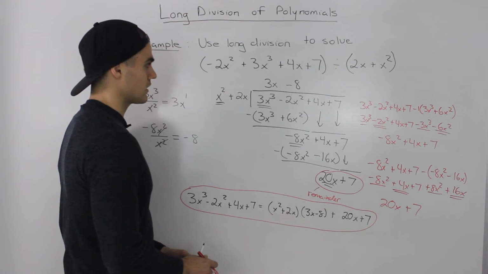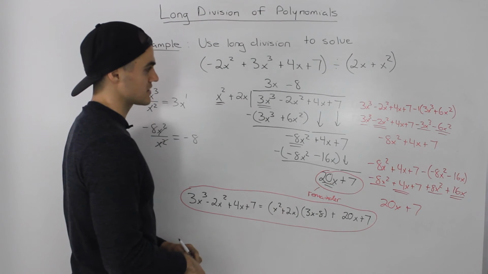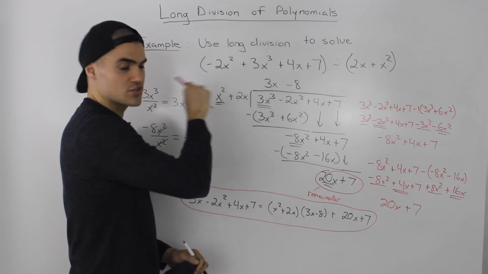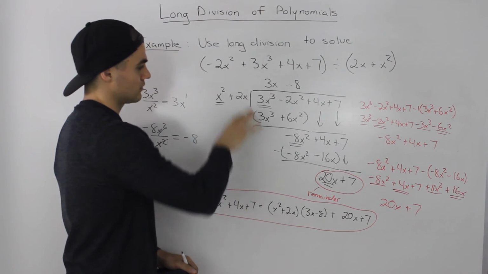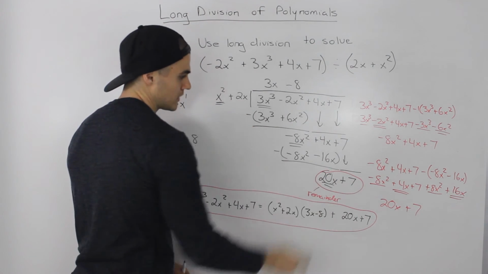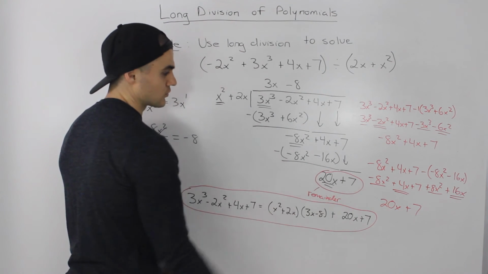Now, the thing that was different about this example versus the previous examples that we did was that the divisor had a degree of 2. Usually the divisors in the previous examples had a degree of 1. But it doesn't matter. The process is the same. The only difference is going to be this remainder that we get. If you notice, it wasn't a constant. It had a degree of 1.